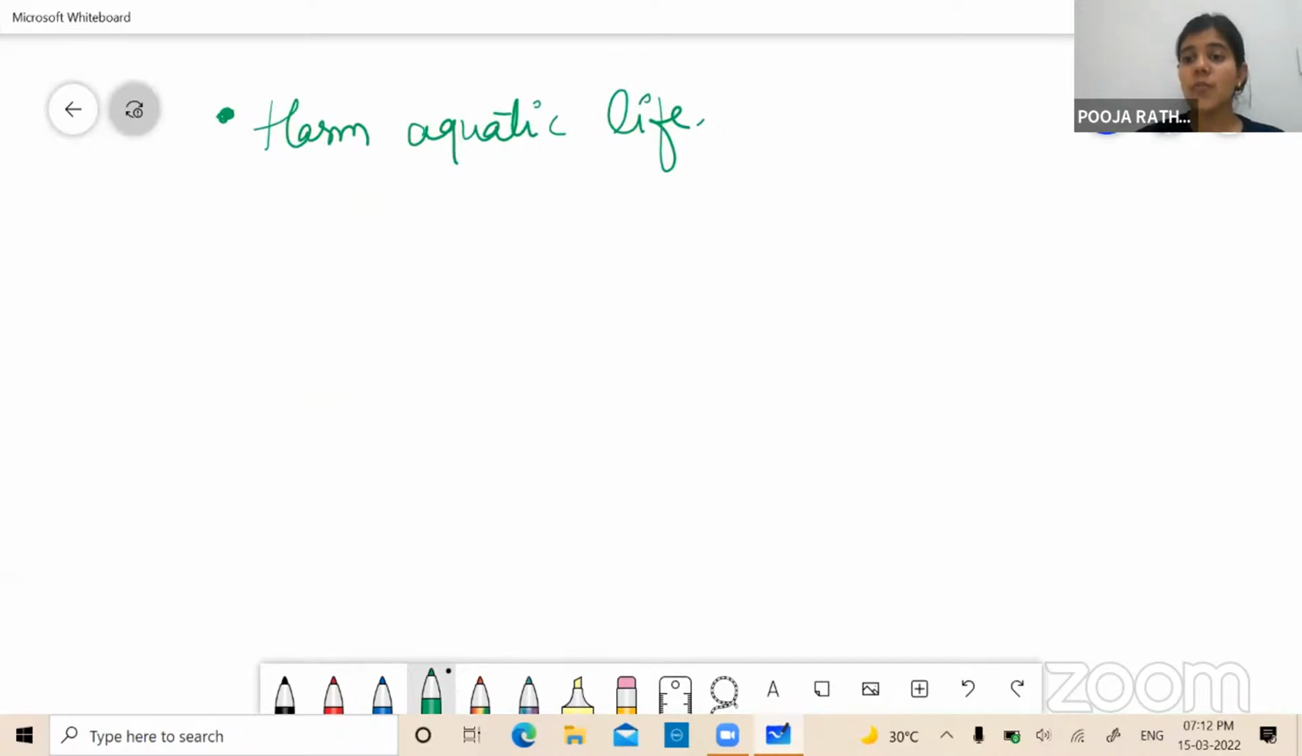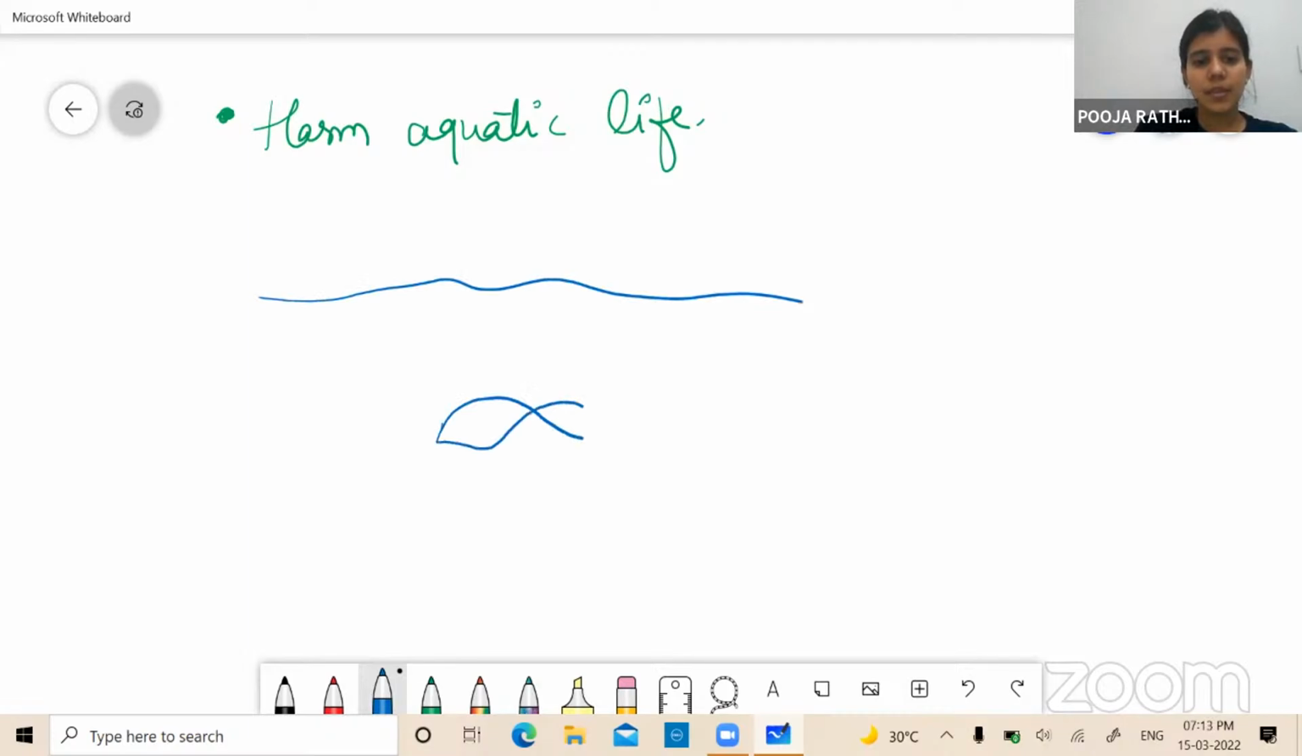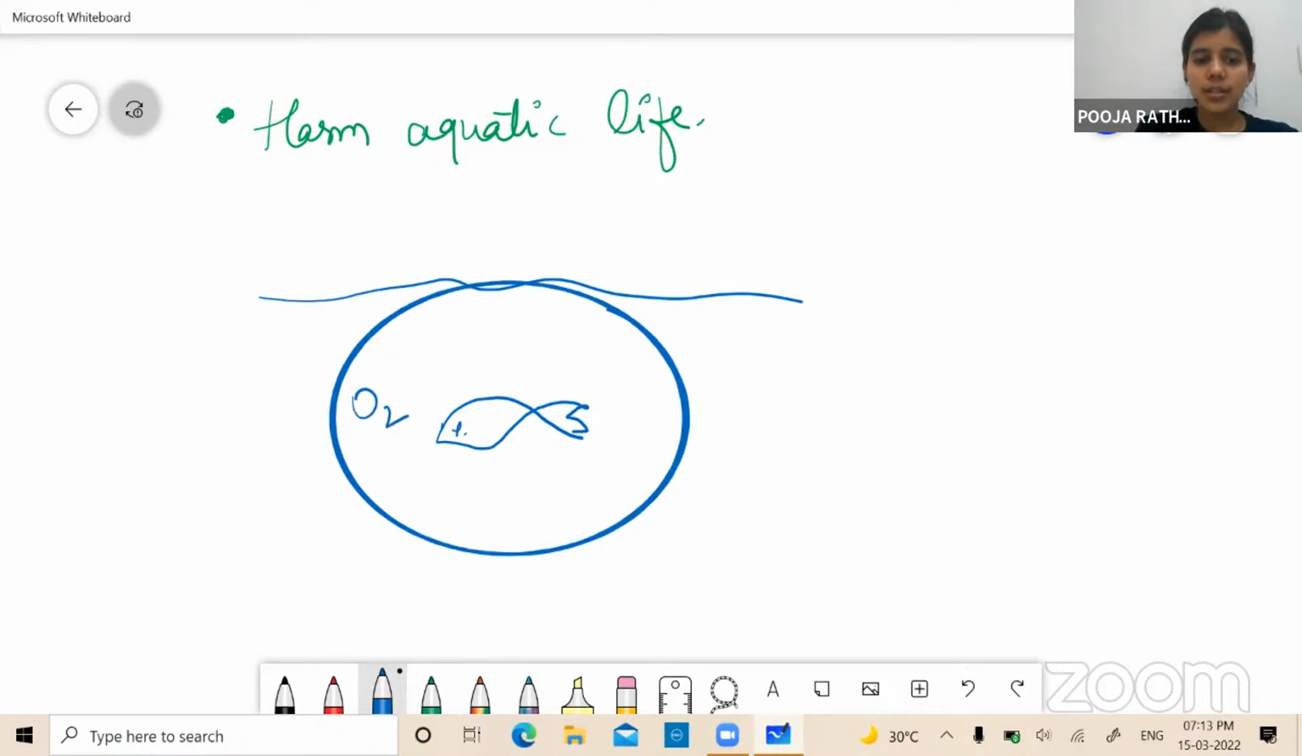Well, this topic has a very vast study inside, so I will shorten it and explain to you. Aquatic life lives inside water, right? And this aquatic life is dependent on water for their oxygen, for their food, for their water demand, everything. They don't come outside water to digest food, to respire, or to excrete. They do everything inside water.